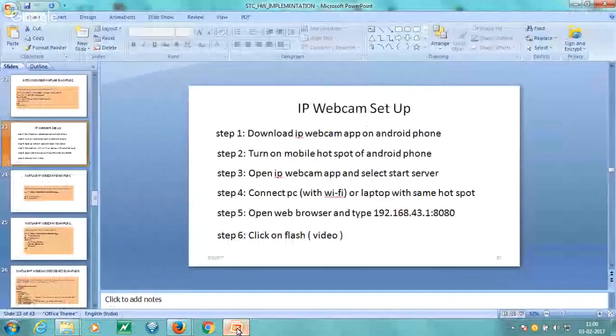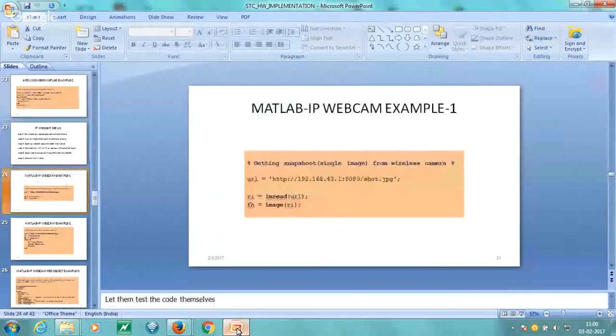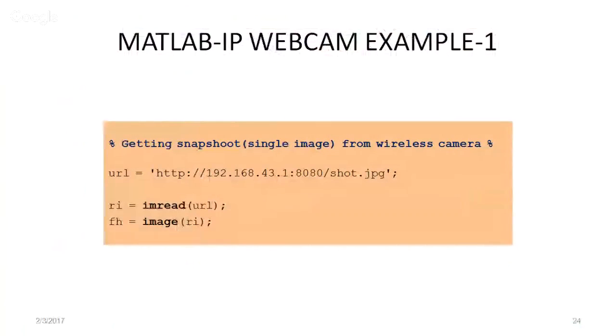we will see simple algorithms which work on image processing. In the first example, we see how we get an image from your wireless webcam to your system. For that purpose, you have to use a simple command. Please type this command in your MATLAB framework and use imread, that is image read. A URL value which is going to get, it will be like shoot.jpg. It will get an image, and the value will be stored in your RI. Then you will convert this RI to your image.